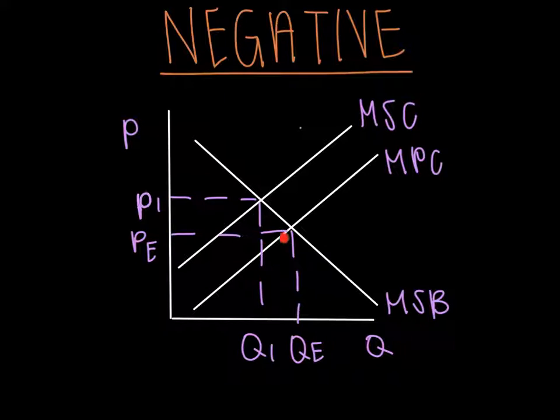Equilibrium is here at PE and QE. This quantity is actually too high, and the socially optimal point is at P1 and Q1, where the social benefit equals the social cost. Because the equilibrium quantity is too high, there is deadweight loss.